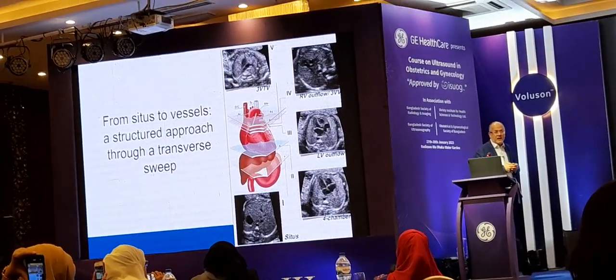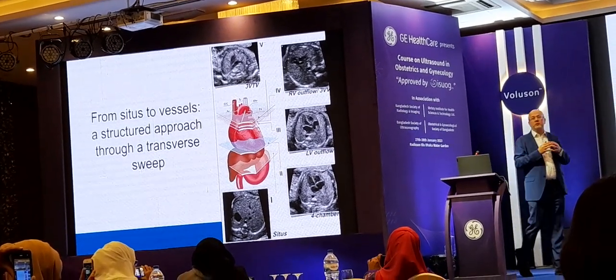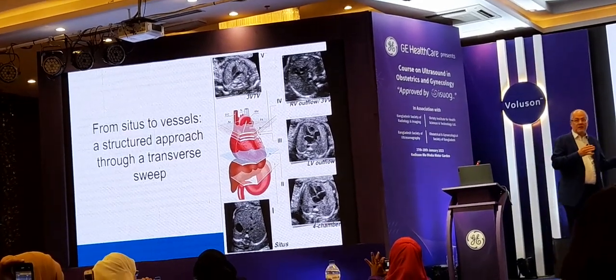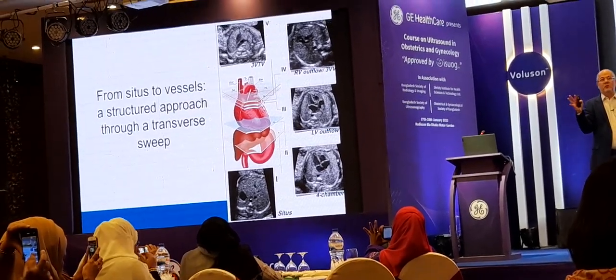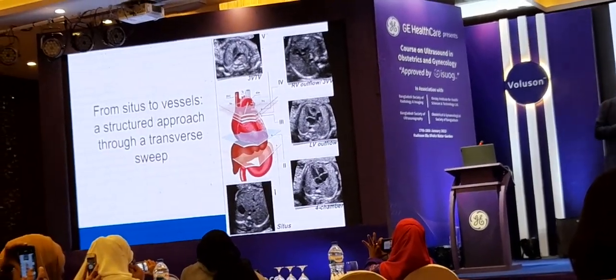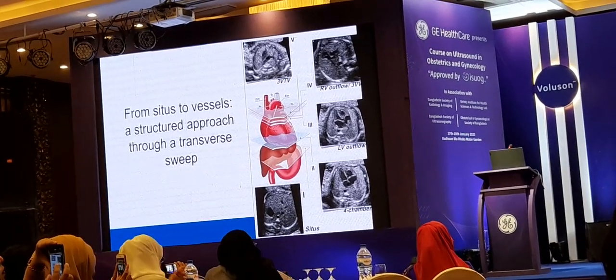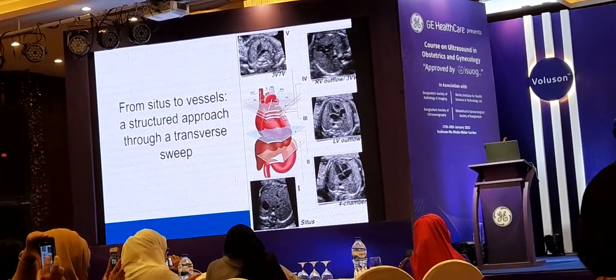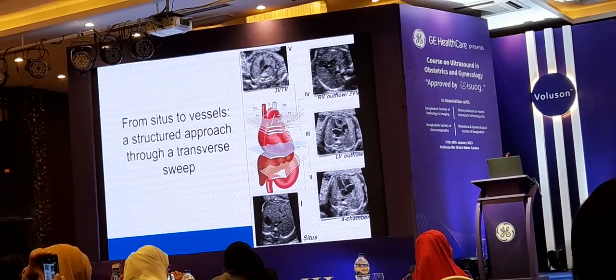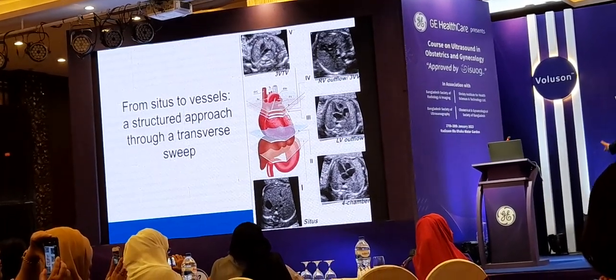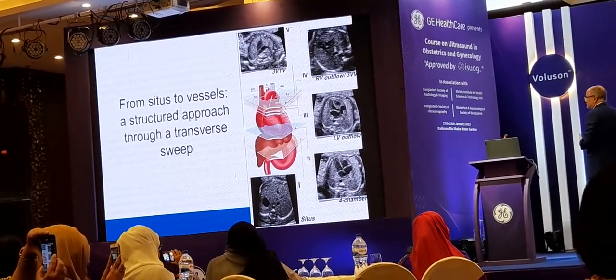Now, if we do a perfect four-chamber view, like we've just done, we're going to miss a lot of cardiac abnormalities. There are a lot of cardiac abnormalities in the perfectly normal four-chamber view, and it is the vessels that are abnormal. So our next entry point is going to move from the four-chamber view up towards the vessels.